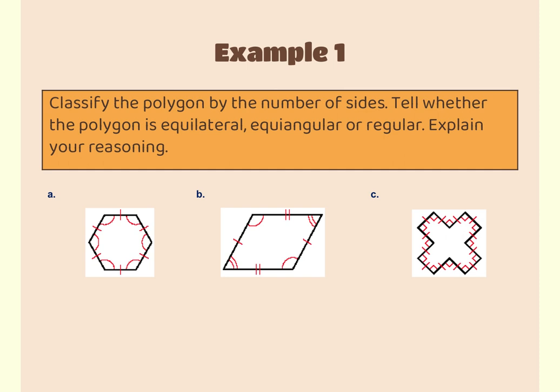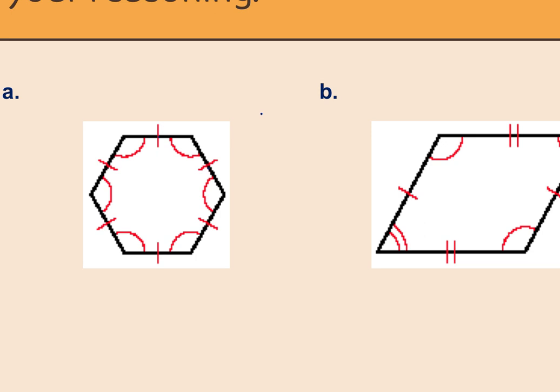Example 1 says classify the polygon by the number of sides and then tell whether it's equilateral, equiangular, or regular, and explain. If you look at A, you're going to count 1, 2, 3, 4, 5, 6 sides. There's 6 sides, so this is a hexagon. And all the sides have 1 tick mark, so they're all congruent. All the angles have 1 tick mark, so they're also all congruent, which means this is equilateral and equiangular, or regular.